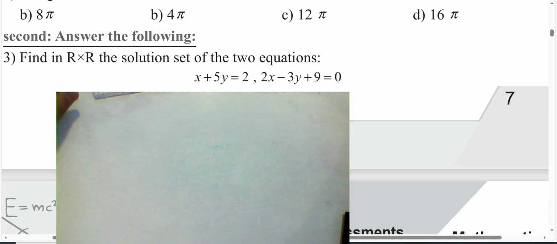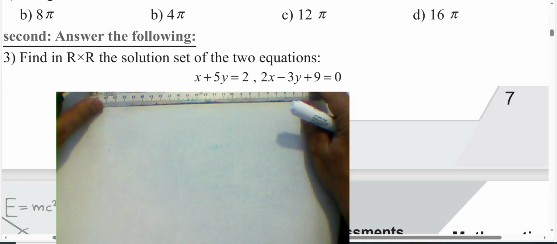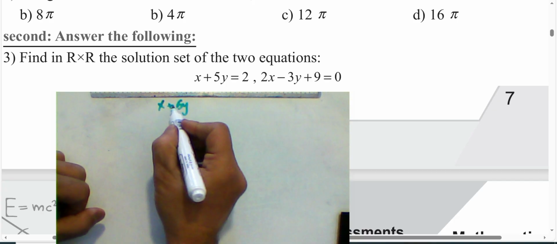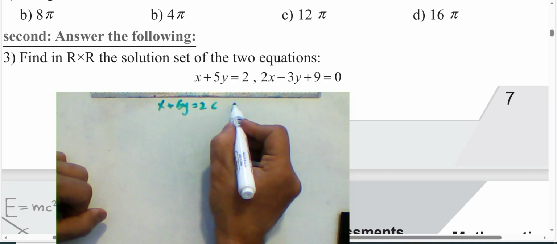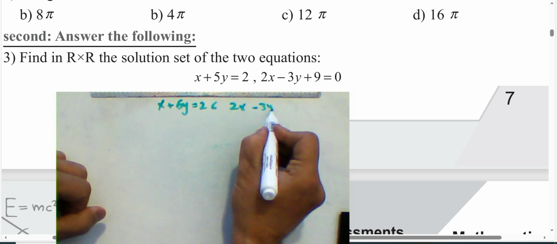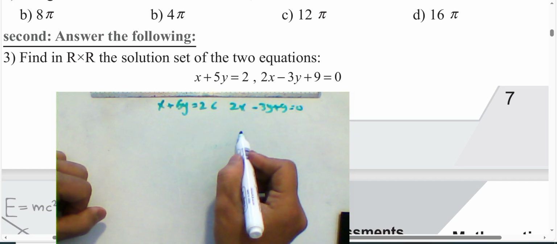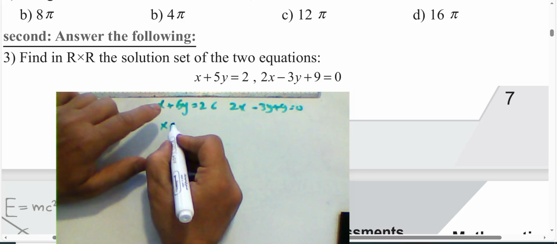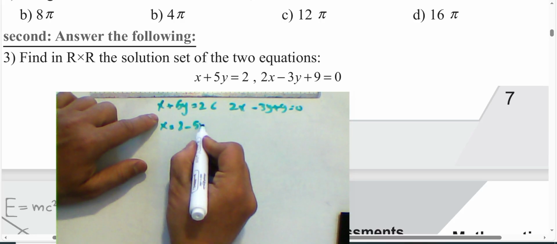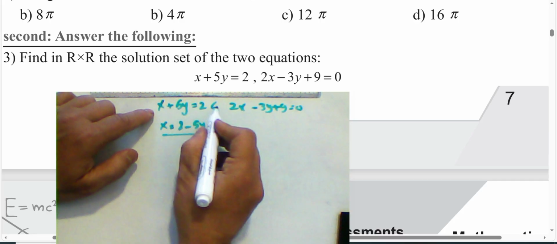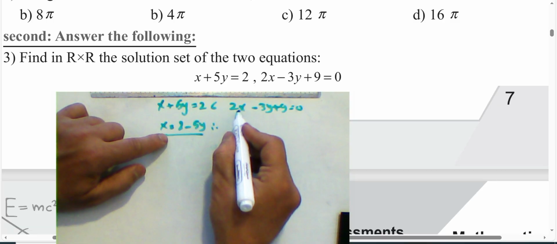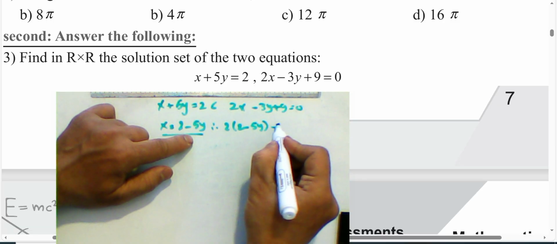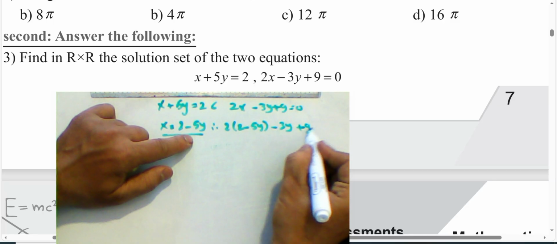Next question. Find the solution set of the equation x plus 5y equals 2, and the other equation, 2x minus 3y plus 9 equals 0. We can solve the equation. How? We can find the value of x: x equals 2 minus 5y. Move 5y to the right-hand side. Then put the value of x here. Write 2 times (2 minus 5y) minus 3y plus 9 equals 0.